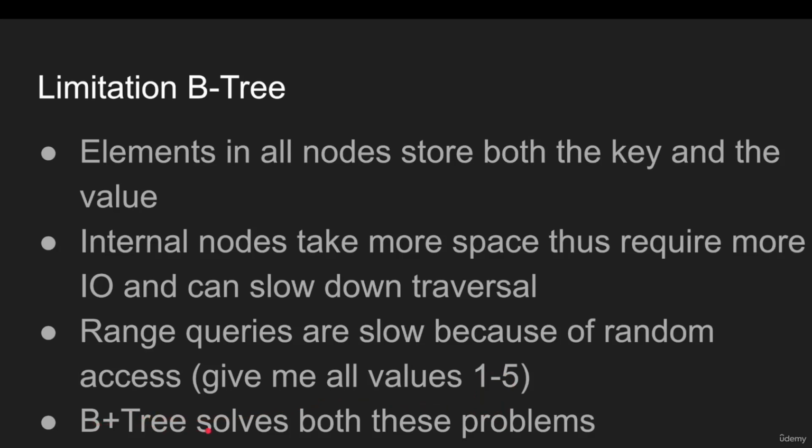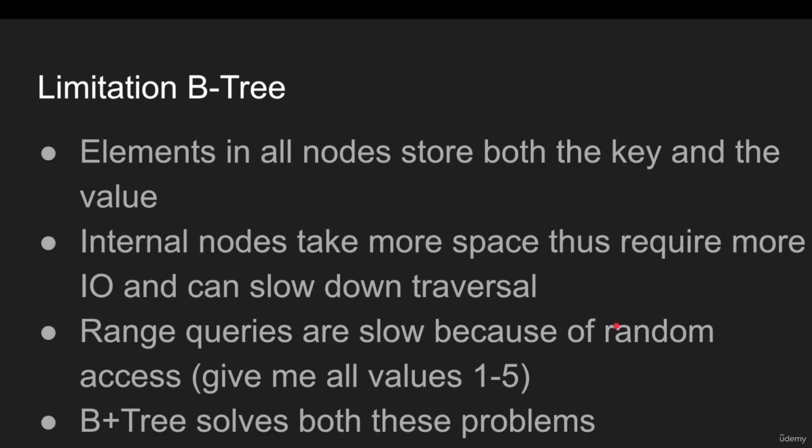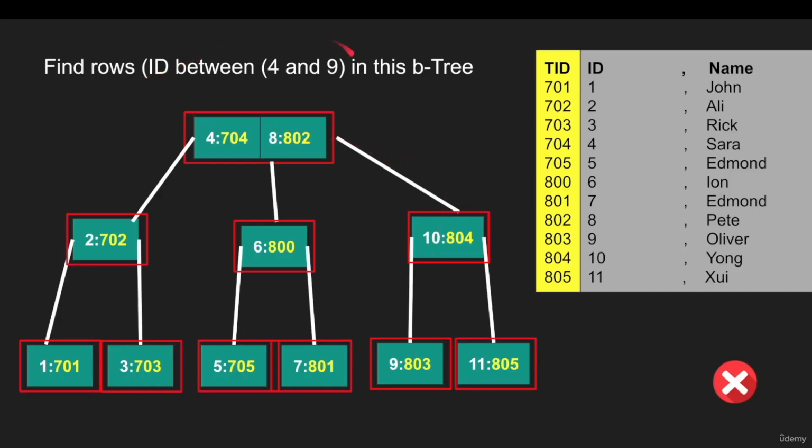But B+Trees solve both these problems. Another problem with this is that it's hard to fit internal nodes in memory when you have all these values in each element. Because you have all these values, I can't really fit stuff in memory, especially if I have a primary key on a UUID field or on a string field. Then it becomes very expensive to store this index or this BTree in memory because it costs a lot to traverse.